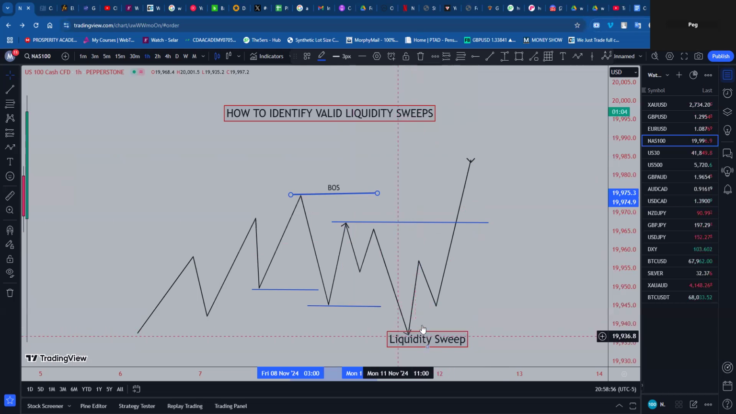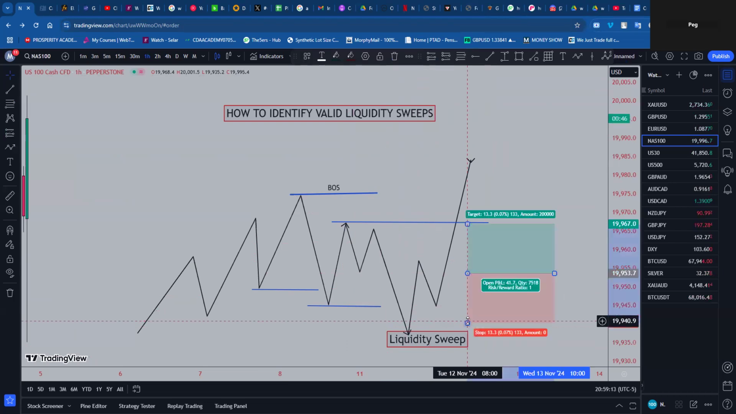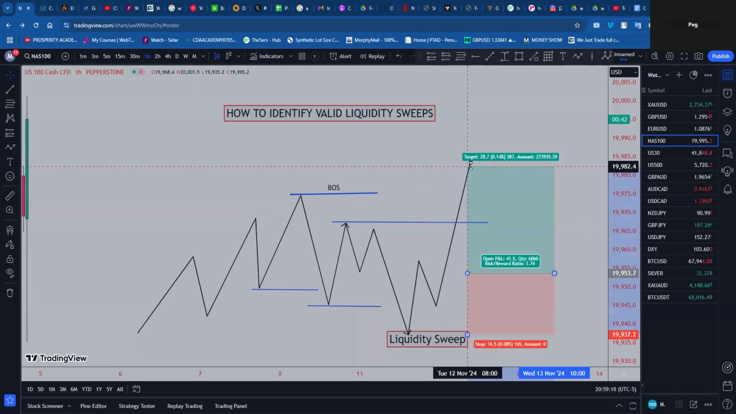Okay. It's a valid liquidity sweep. So based on that, I can then formulate my trade. If I'm buying here, I can put my stop under the new low, under this low formed by the sweep.